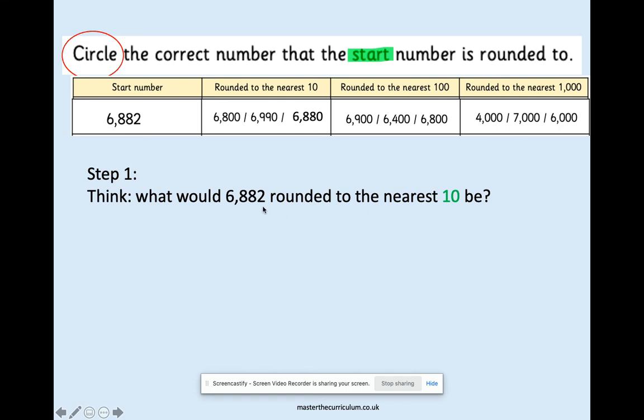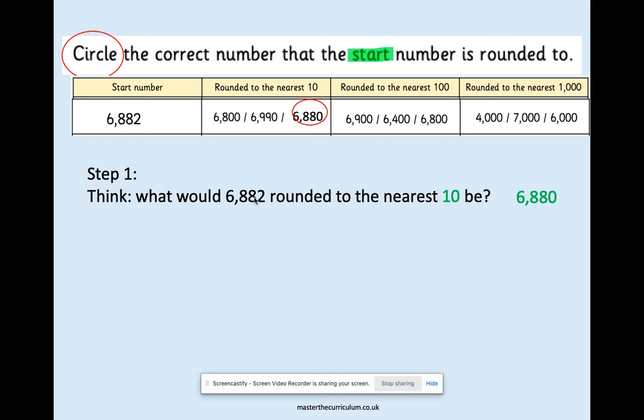So if I round 6,882 to the nearest 10, which number do I look at? That's right, we look at our ones. It is less than 5, 1, 2, 3, or 4. We do not round up, it stays down, and our number will be 6,880. And then you just circle your number.